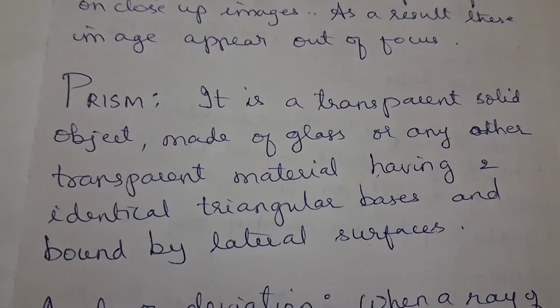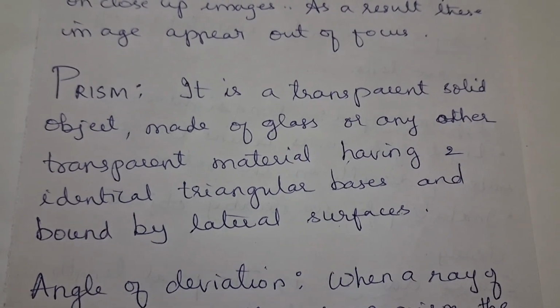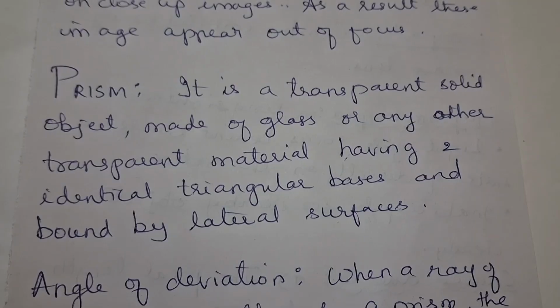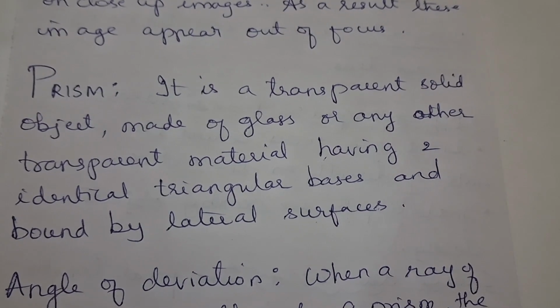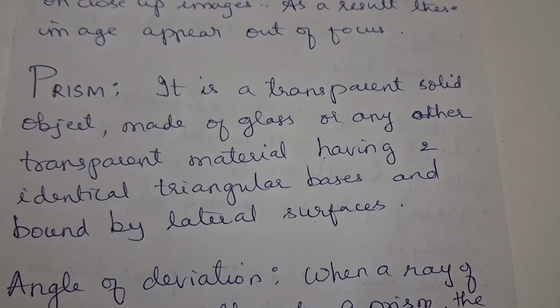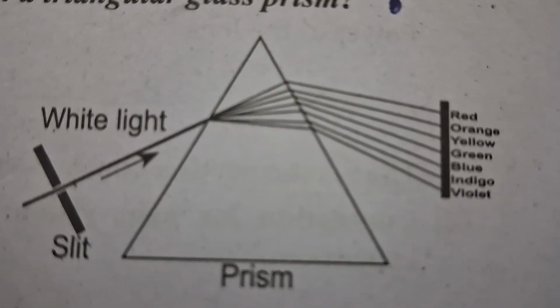The next topic is prism. So what is a prism? It's a transparent solid object made of glass or any other transparent material, having identical triangular bases and being bound by lateral surfaces. So this is a picture of a glass prism.